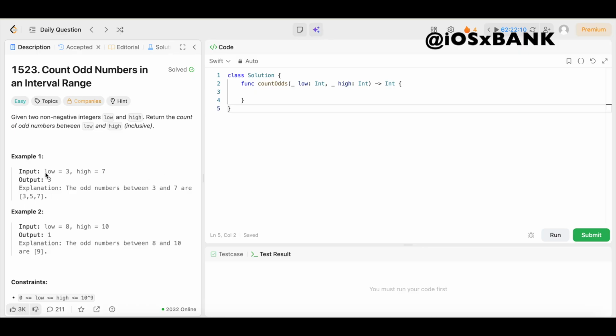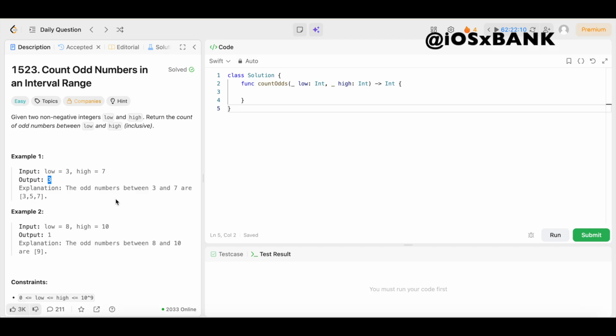In example 1, we have our input low equals 3 and high equals 7. The output is 3 because there are 3 odd numbers between 3 and 7, including 3 and 7. That's what this inclusive means. We are including 3 and 7 in our count. The explanation says the odd numbers between 3 and 7 are 3, 5, and 7. So since there are 3 odd numbers including 3 and 7, the output is 3.